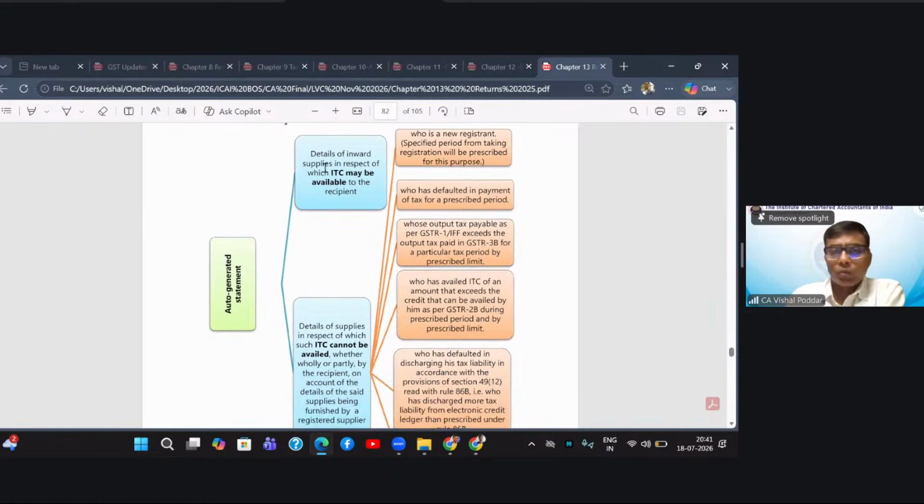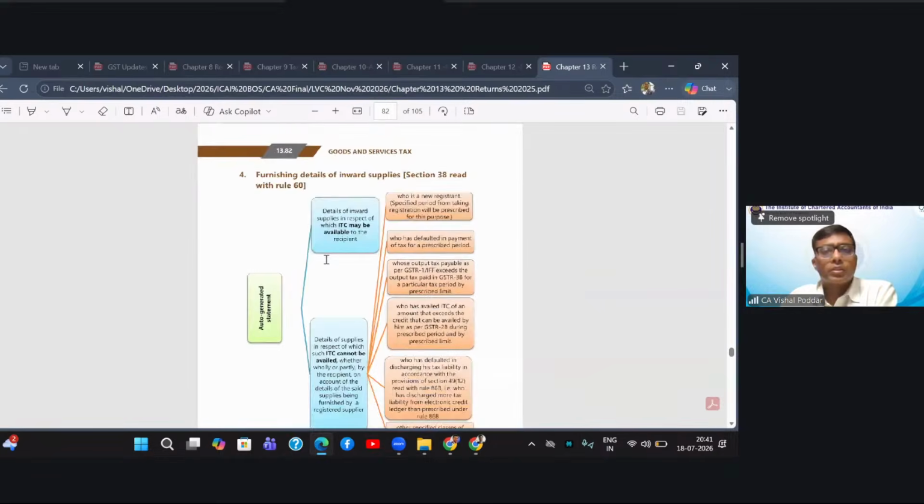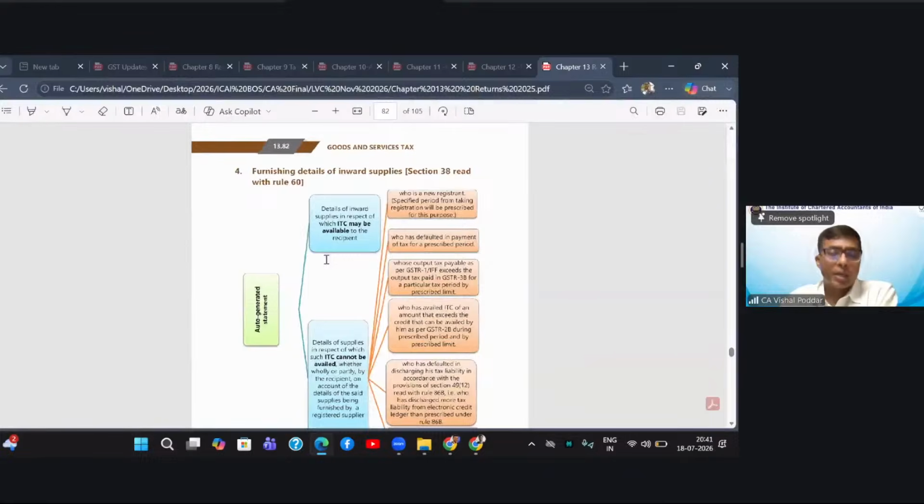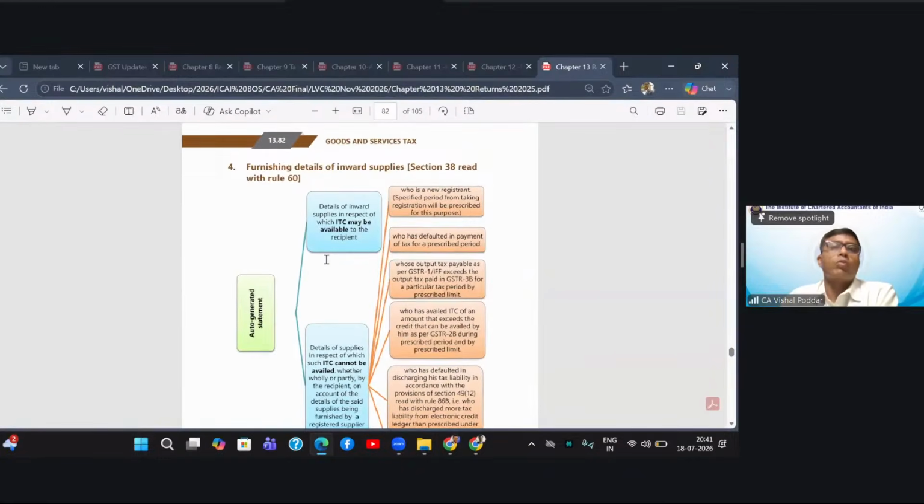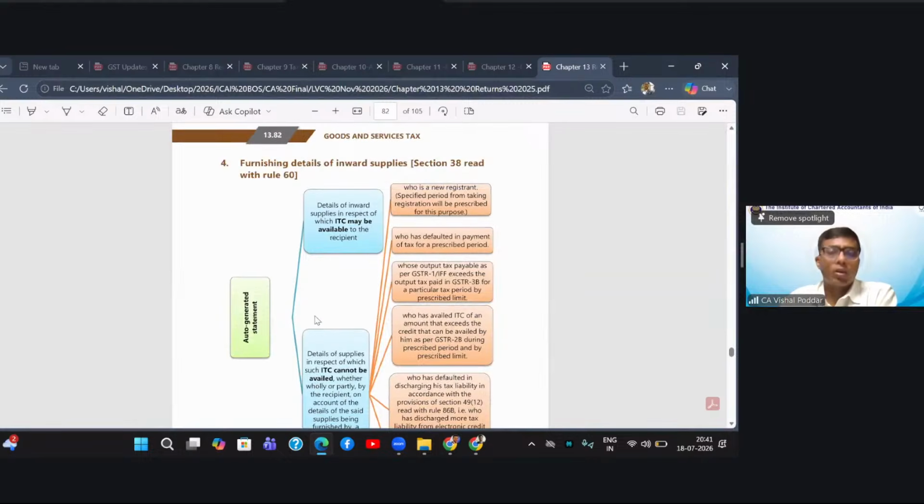So what is given? Details of inward supply in respect of which ITC may be available to the recipient. This is what is generated. Details of supply in respect of which ITC cannot be availed, whether wholly or partly, by the recipient on account of the details of said supplies being furnished by the registered supplier. So now this inward return will give me a breakup as to on what supplies ITC I can avail, on what supplies ITC I cannot avail.